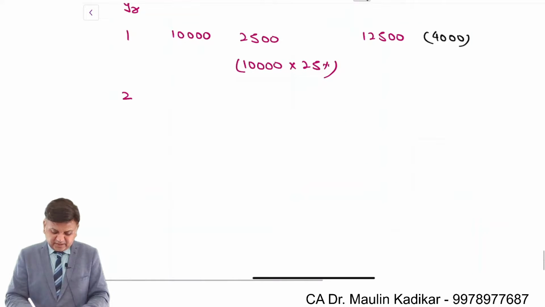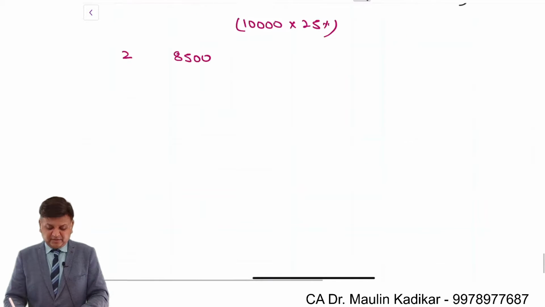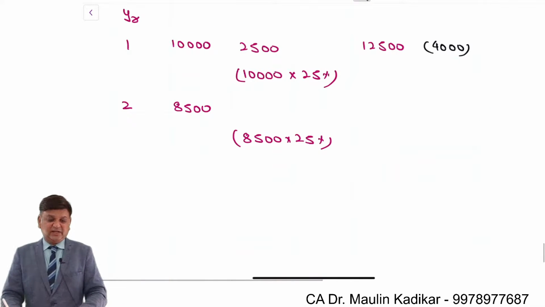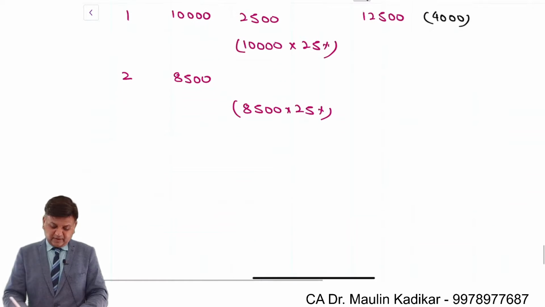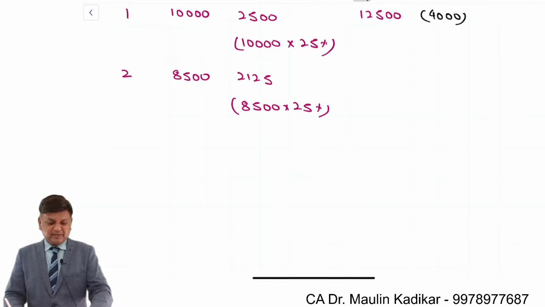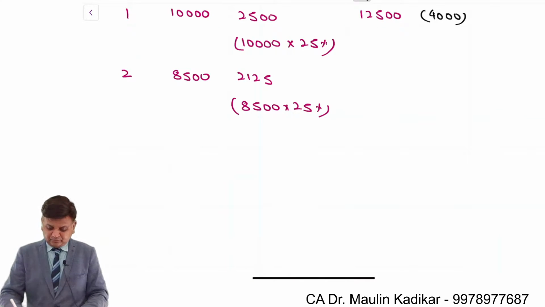So second year beginning, outstanding principal will be 8,500. Now 8,500 into 25%. The second year interest will be 2,125 plus 8,500. So this is the amount that you have to pay to repay the loan at the end of the second year.